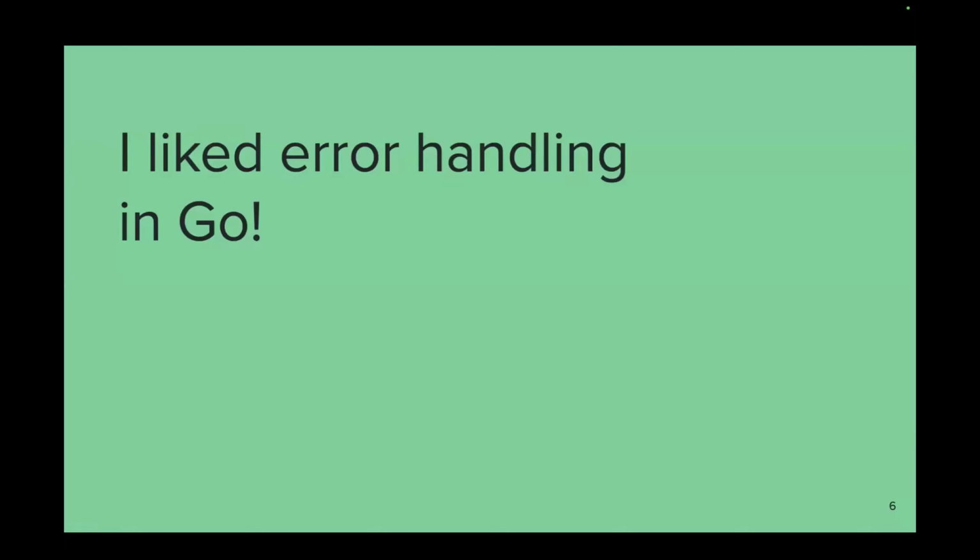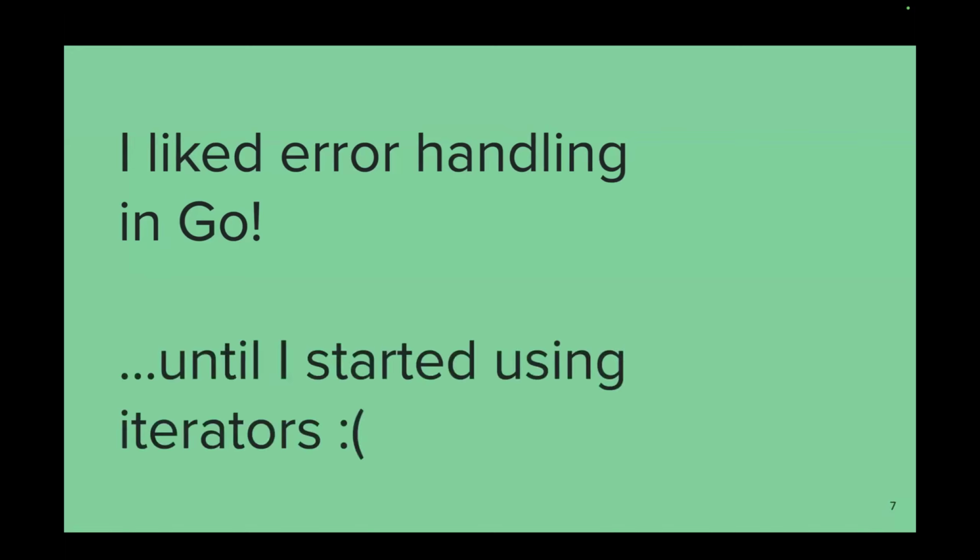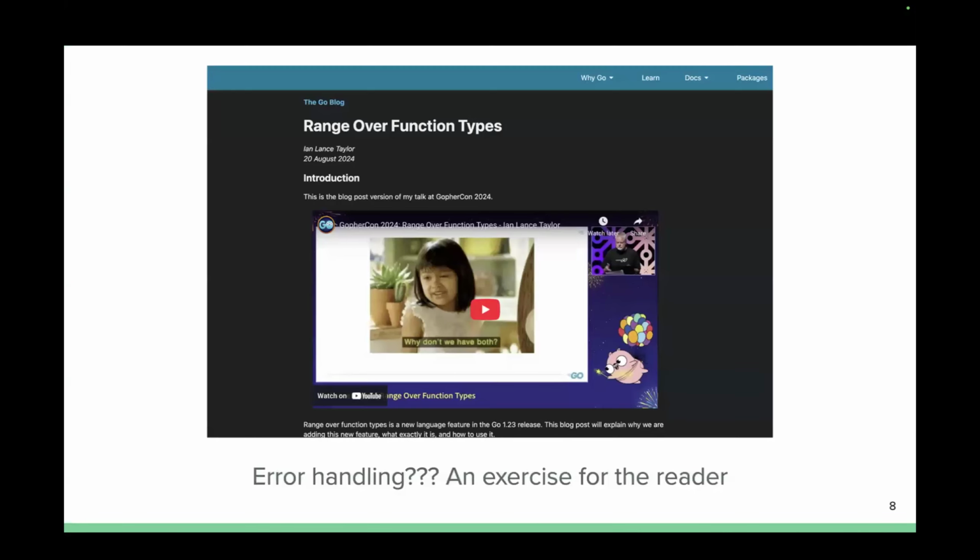I agree. I actually quite like the error handling in Go. Especially coming from Python, I like that it's so explicit. But I have to say, I liked it less when I was trying to use it with iterators. So what happened? Why did my interest in error handling kind of wane? I think one problem is that there's not a lot of guidance on how to do error handling while also using iterators.